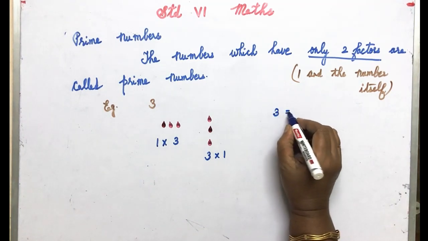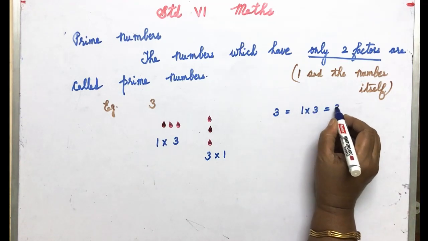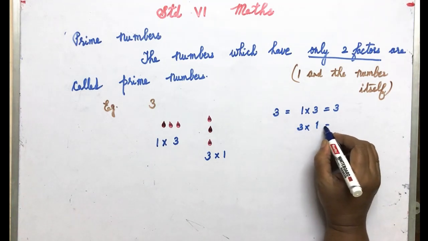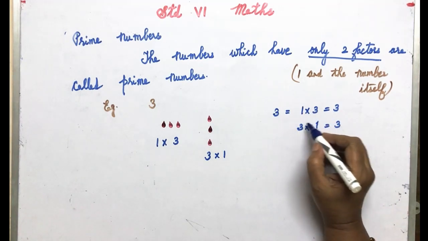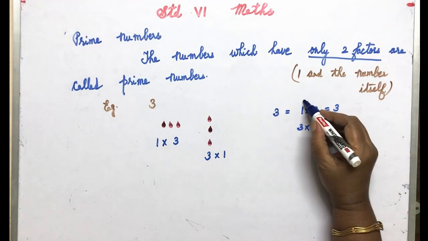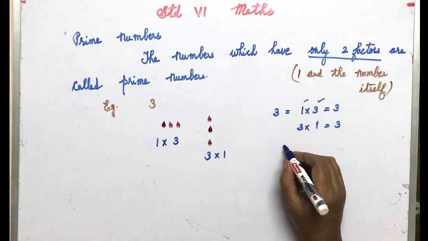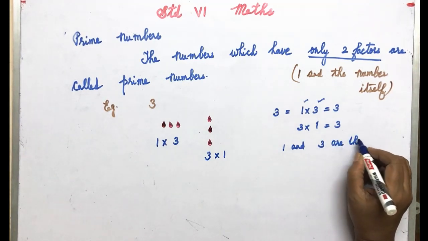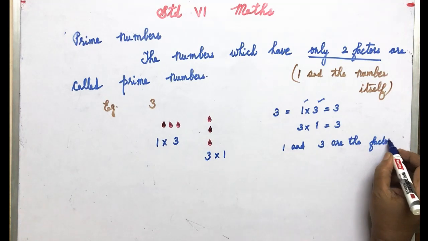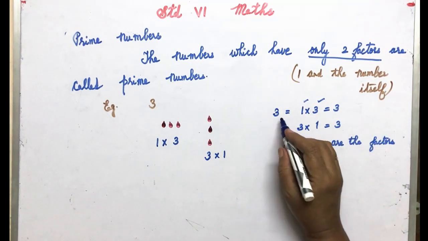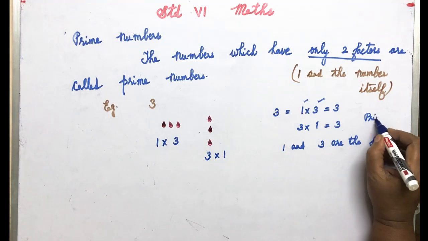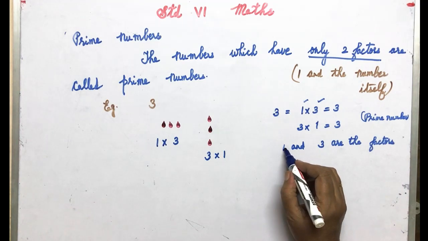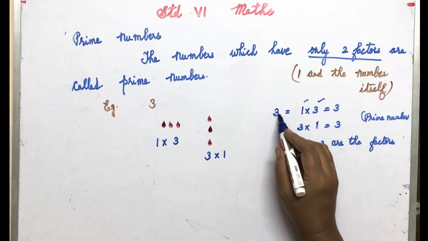So, 3 can be written as 1 into 3 is equal to 3, or we can write 3 into 1 is equal to 3. But here the numbers are same, only 2 ways we can arrange. So, which are the two factors now? 1 and 3 are the factors. So, here we have only 2 factors. So, 3 is a prime number. One factor is 1 and the other factor is the number itself.